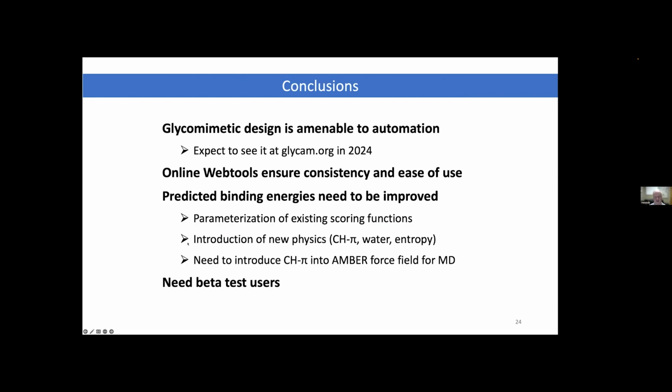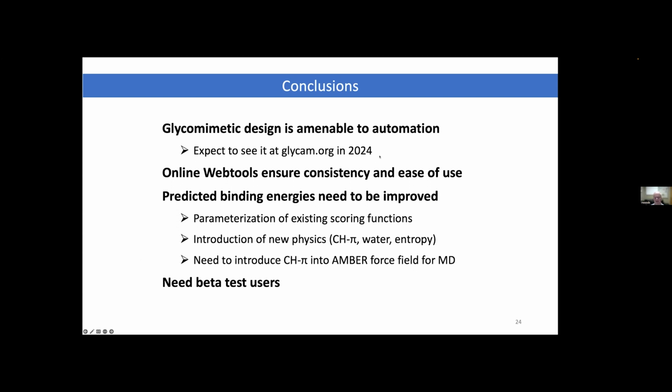So hopefully I've left time for lots of discussion. Glycomimetic design, I think what we've shown is it is fully amenable to automation. And this is very powerful because everybody in my group who does computing has their own favorite way of doing it. But that really needs to be standardized. And that's what online web tools and automation ensure. They ensure that everything is consistent.